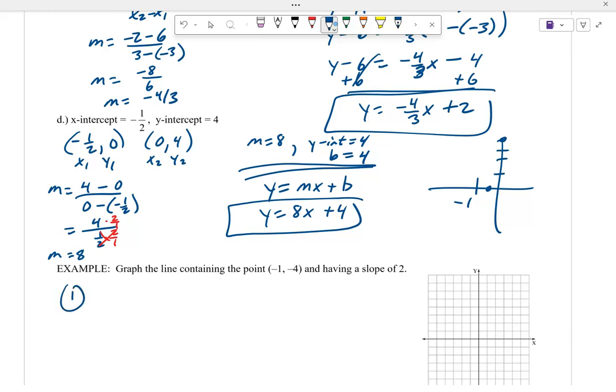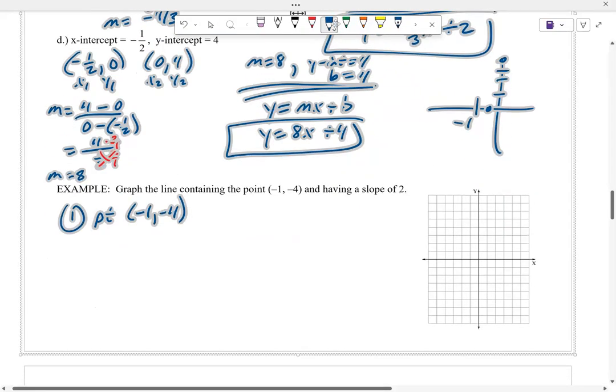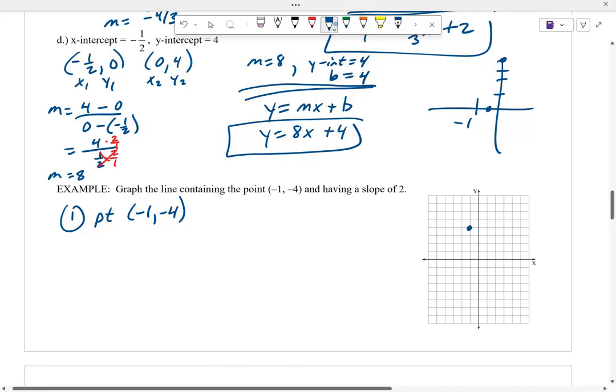So the first thing we'll do is put our point on there, negative 1, negative 4 on the graph. Oops, negative 4, sorry, negative 1. I didn't erase that. Negative 4, there we are. Negative 1, negative 4. Now we're going to use our slope.